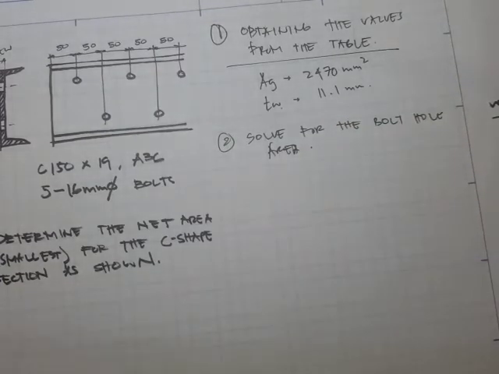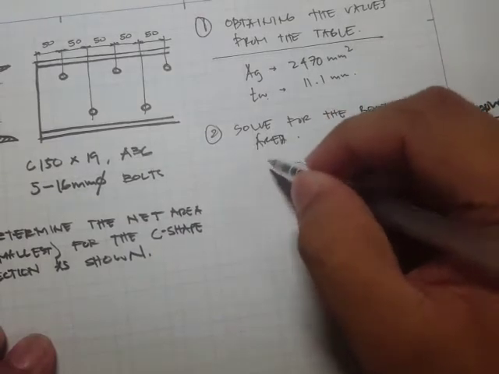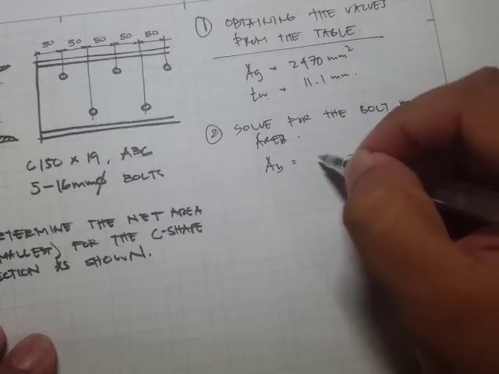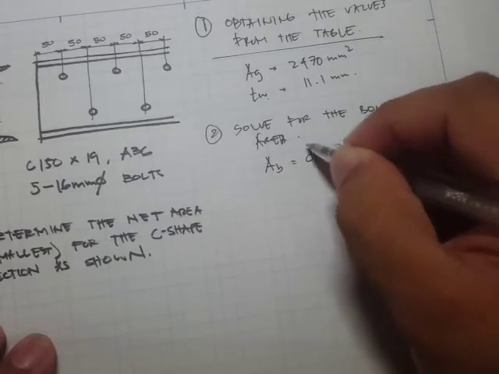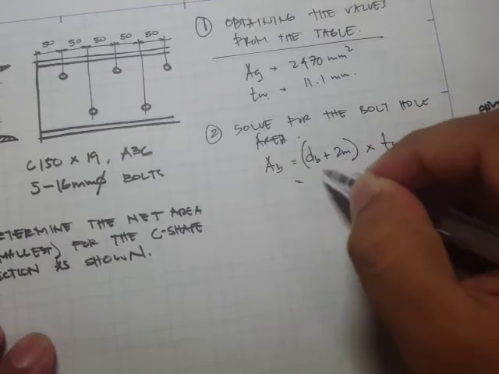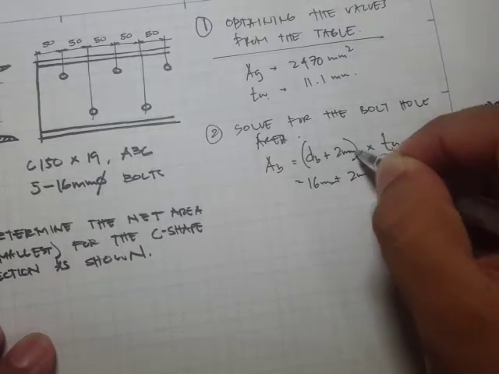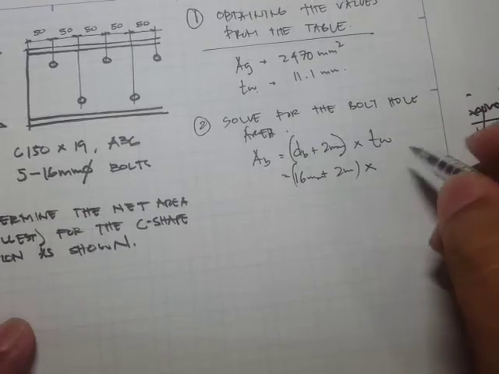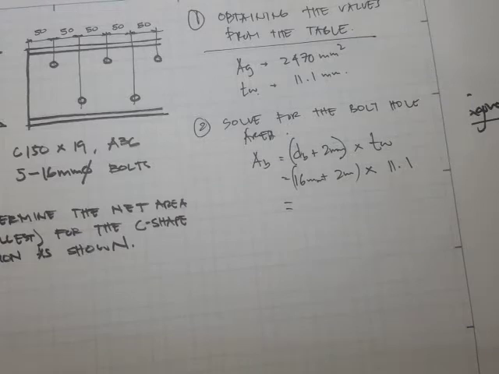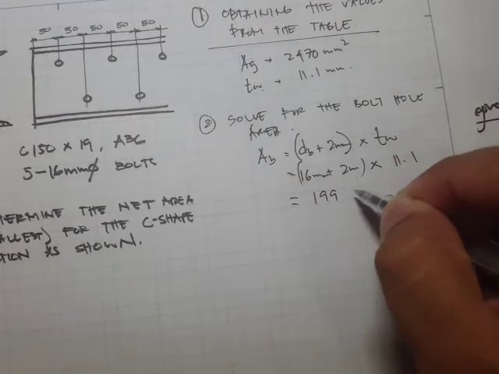Okay, so we're solving now for one bolt hole. The area of the bolt is simply the diameter of the bolt plus 2 mm, times the thickness. Now this one is 16 mm plus 2 mm, that's 18, times the thickness, which is 11.1. So 16 plus 2 times 11.1 is 199.8.